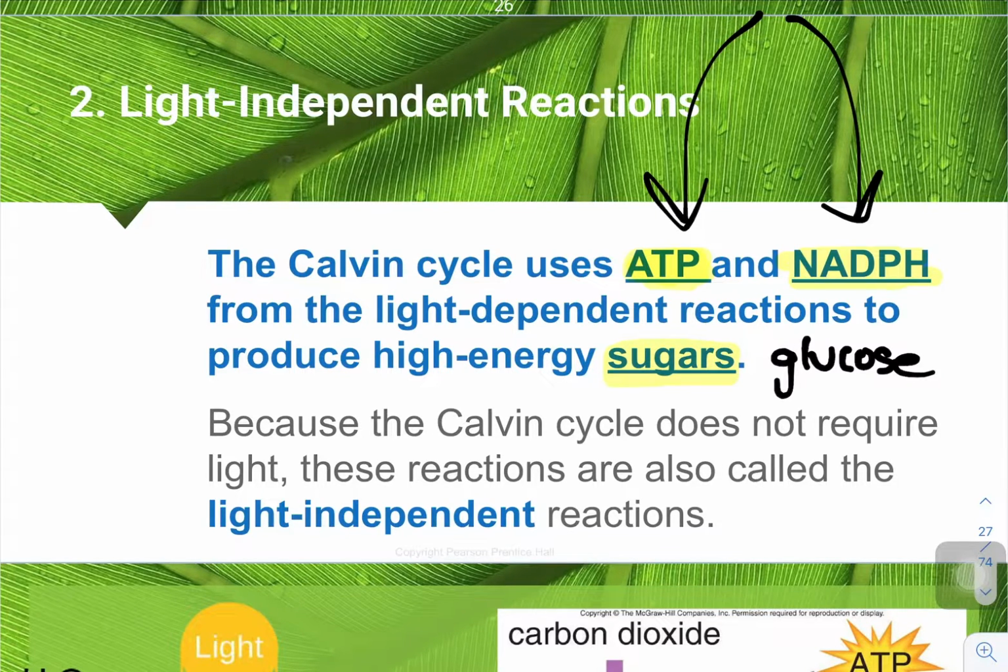Because the Calvin cycle does not require light, again, this is also known as the light-independent reaction. So sometimes you will hear them referred to as light-independent reactions. Sometimes you will hear it referred to as the Calvin cycle. But it's important, it does not require light. However, it does require the energy that was produced in the light-dependent reactions. So this reaction cannot occur all on its own. It still relies on the light-dependent reactions to occur first and give it those energy carriers that it can then turn into high-energy sugar, which we know is glucose.